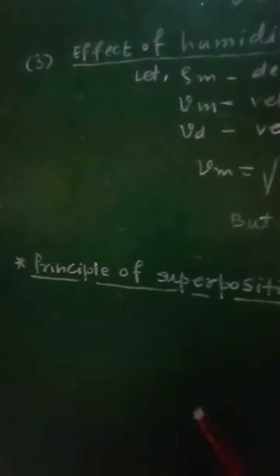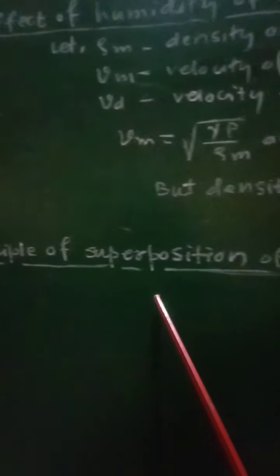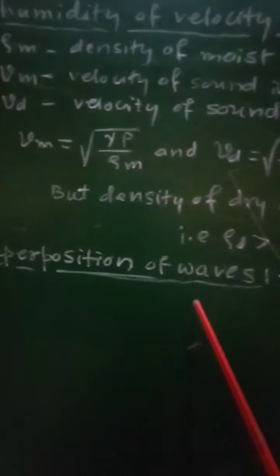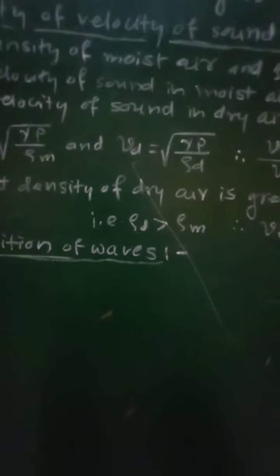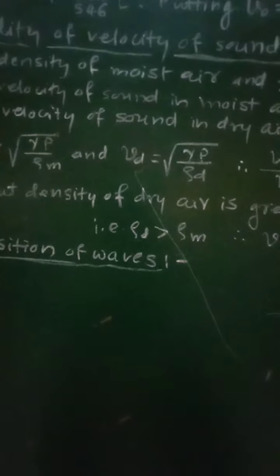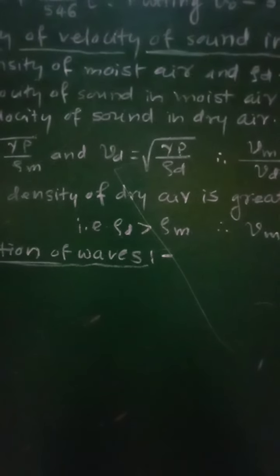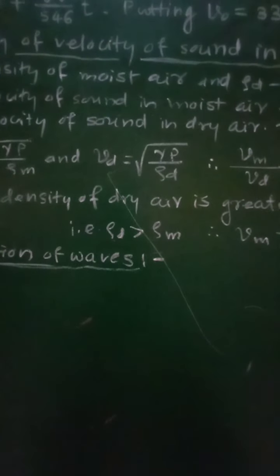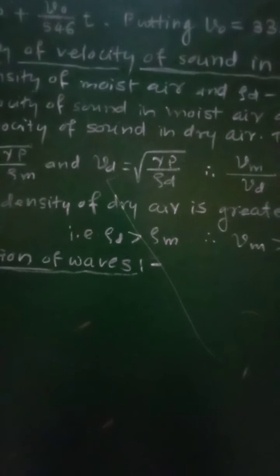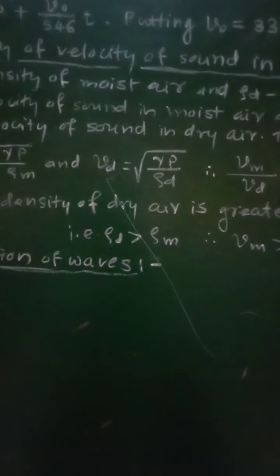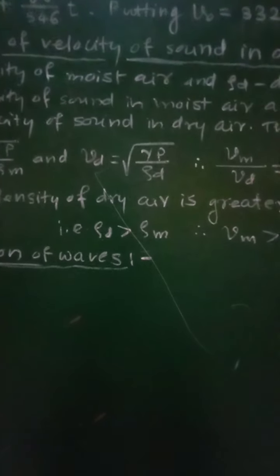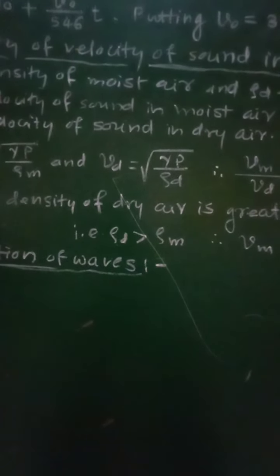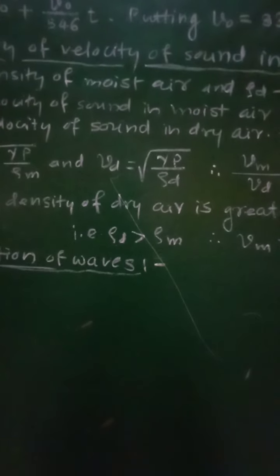And now let us see the next point, that is the principle of superposition of waves, that is, mixing of waves. This principle is stated as: when two or more waves traveling through the medium arrive at a point of the medium simultaneously, each wave produces its own displacement at that point independent of the other, and the resultant displacement at that point is equal to the vector sum of the displacements due to these waves.